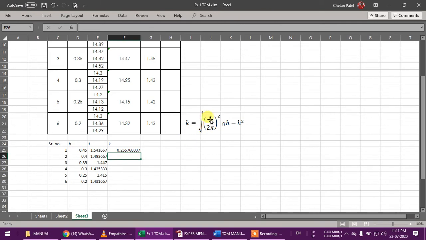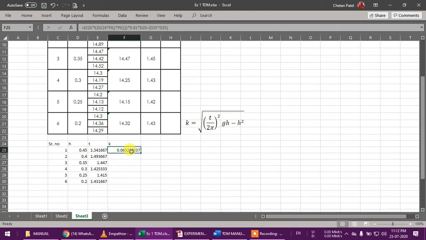So now we have the value t square by 4 pi square into gh. Now we want to do minus h square, so again select this and you can do minus bracket h, click here, again multiplied by h, bracket is over and enter. So this is the value for t square by 2 pi gh minus h square.